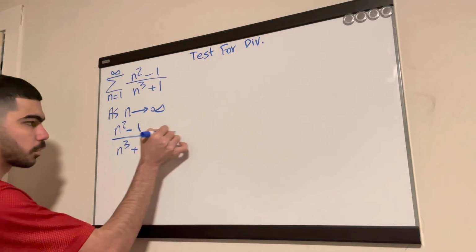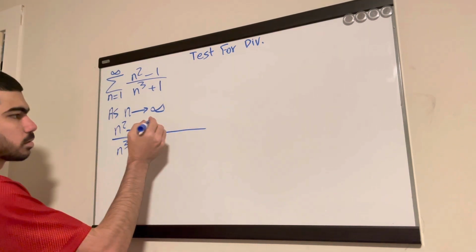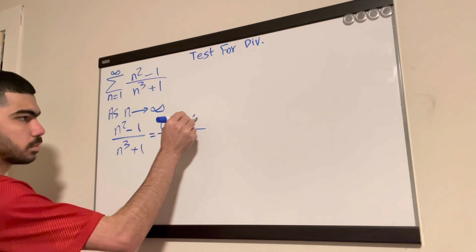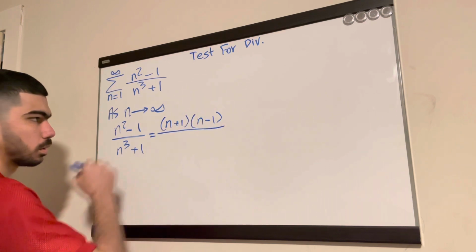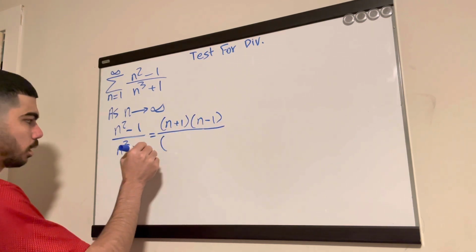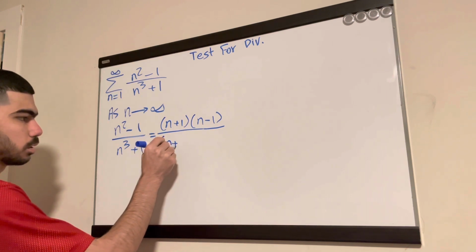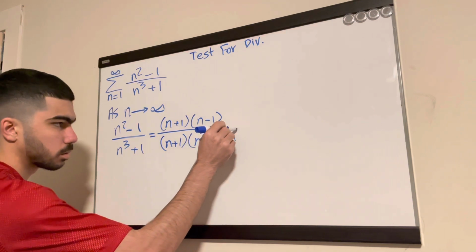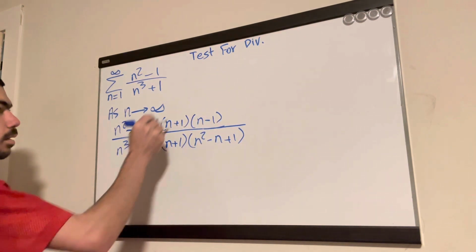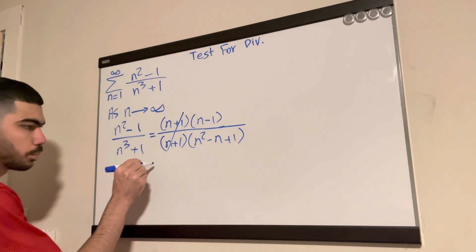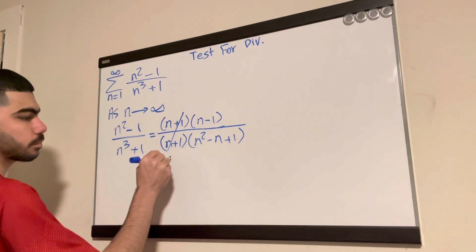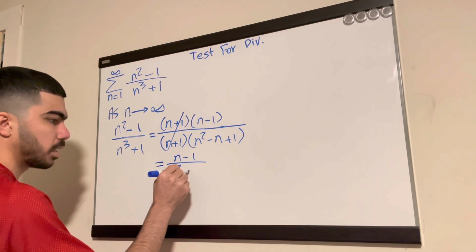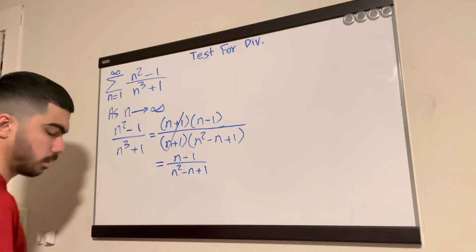I'm going to use algebra here. So the numerator equals (n plus 1) times (n minus 1), over the denominator, which equals (n plus 1) times (n squared minus n plus 1). The plus 1's cancel out. We're left with (n minus 1) over (n squared minus n plus 1).